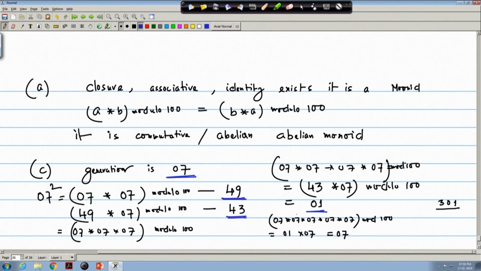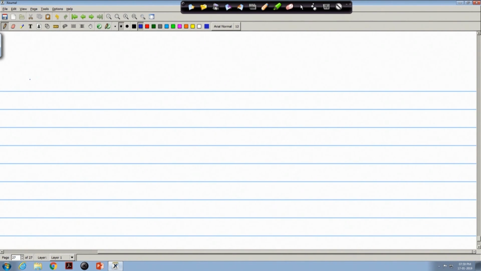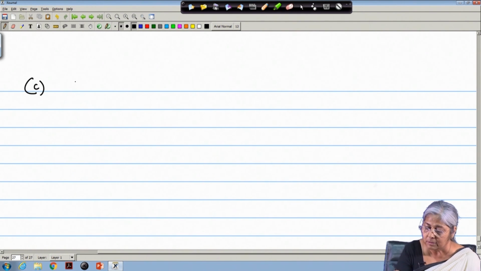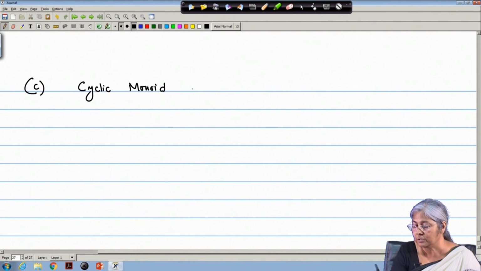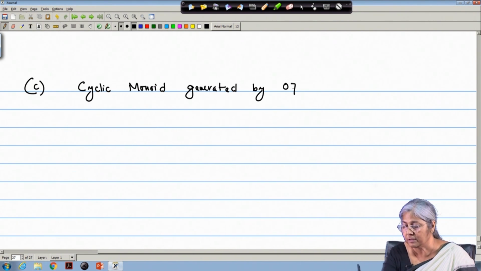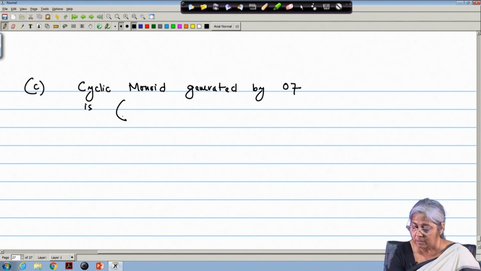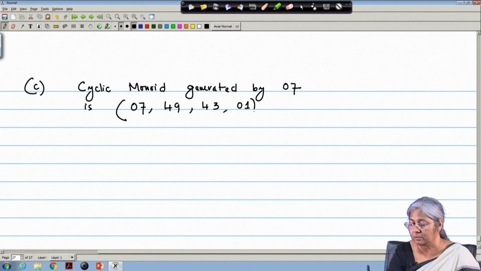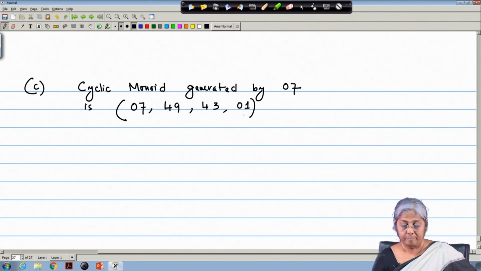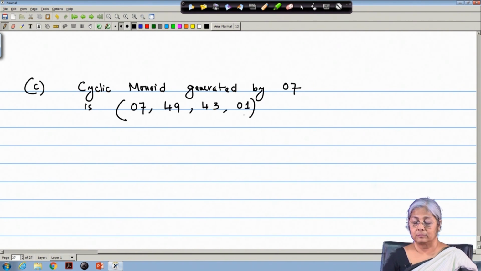So, we get the cyclic monoid. The C part, the cyclic monoid generated by 07, is 07, then 49, then 43, then 01, and it will repeat.